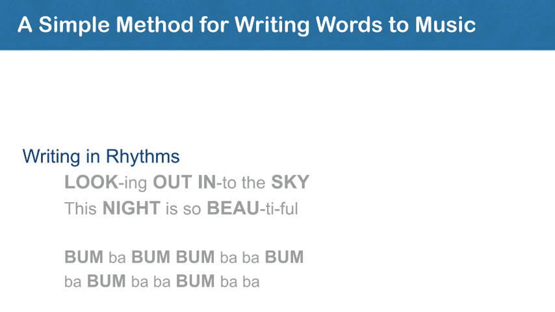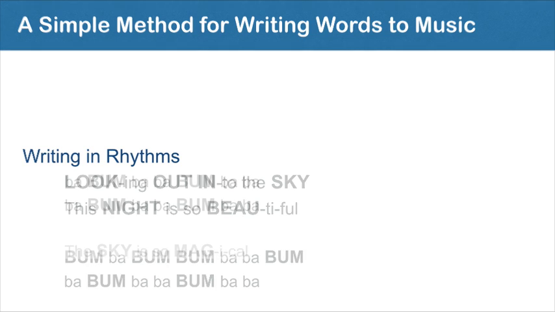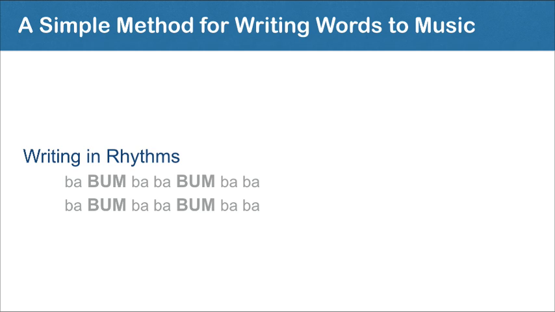rhythms are random. So what if instead we started with a rhythmic pattern and then matched our words to that pattern? Writing out your stresses first lends itself to writing catchy melodic motifs, which is really important when you're writing a song. So the rhythm of the second line was pretty good, so we'll stick with that and we'll just use it twice. So let's say we want our lyrics and our melody to have this rhythm: ba bum ba ba bum ba ba ba bum ba ba bum ba ba.